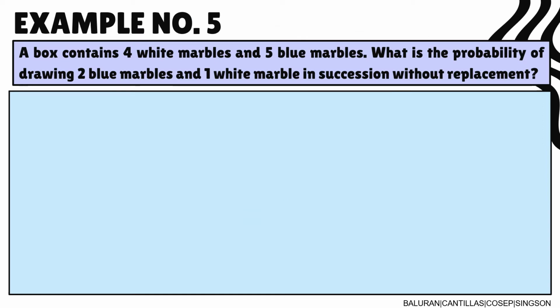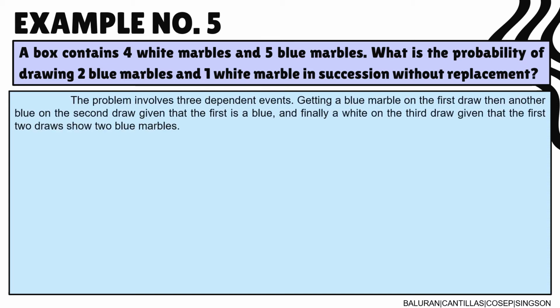Let us consider this example. A box contains 4 white marbles and 5 blue marbles. What is the probability of drawing 2 blue marbles and 1 white marble in succession without replacement? The problem involves 3 dependent events. So, we have getting a blue on the first draw, then another blue on the second draw, and finally a white on the third draw.